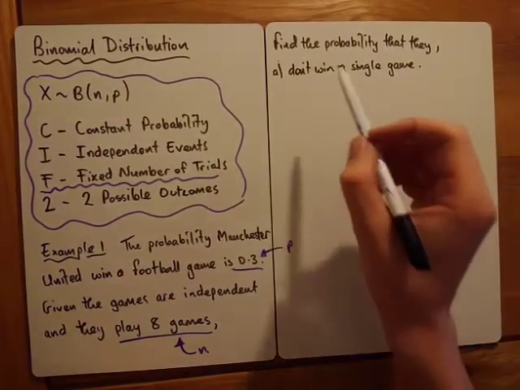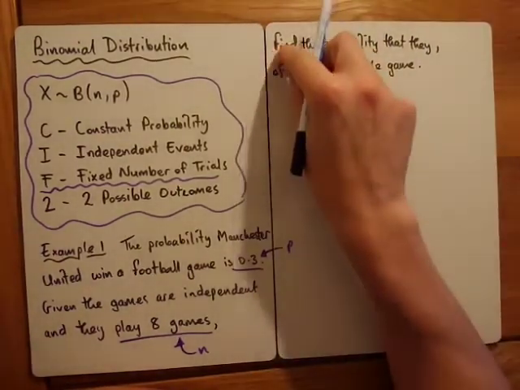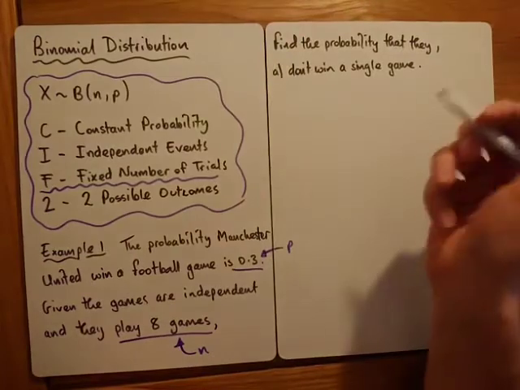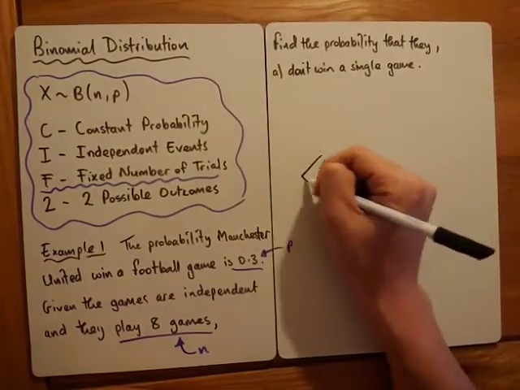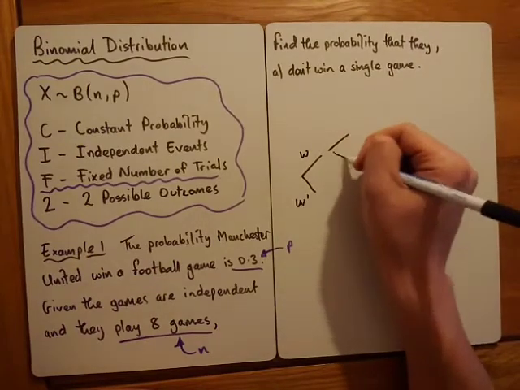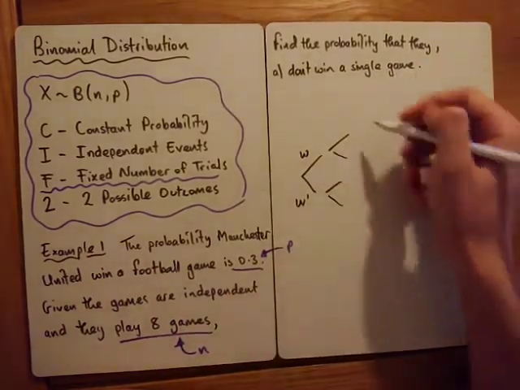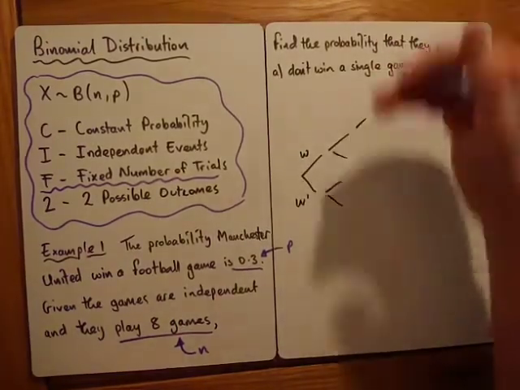Okay, so this says find the probability that they don't win a single game. Now you could do this question without knowing about the binomial distribution, and it also comes from a tree diagram. You could have win, not win. But I'm not going to imagine trying to draw that out in the exam. You've got 8 games. You'd have to draw 8 levels. It'd be massive, wouldn't it?